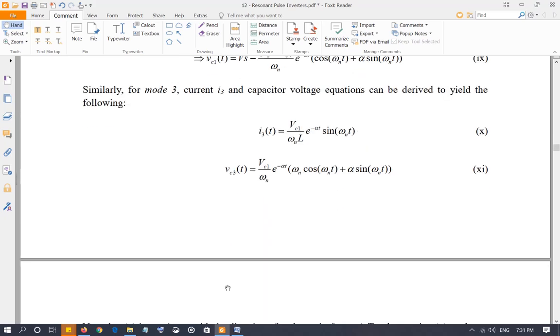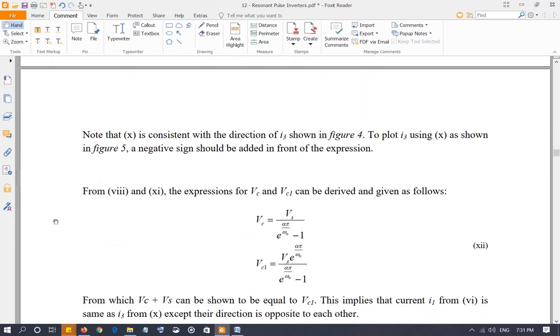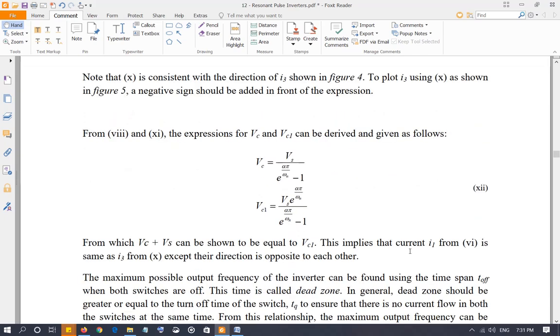So we're going to use these two equations, and from these two equations, after some manipulation, Vc will be equal to Vs over e to the power alpha pi over omega n minus n, and Vc1 is this. We already know the values of Vs, that's the source voltage, alpha of course we calculated, and omega n we calculated, so we can easily find Vc and Vc1.